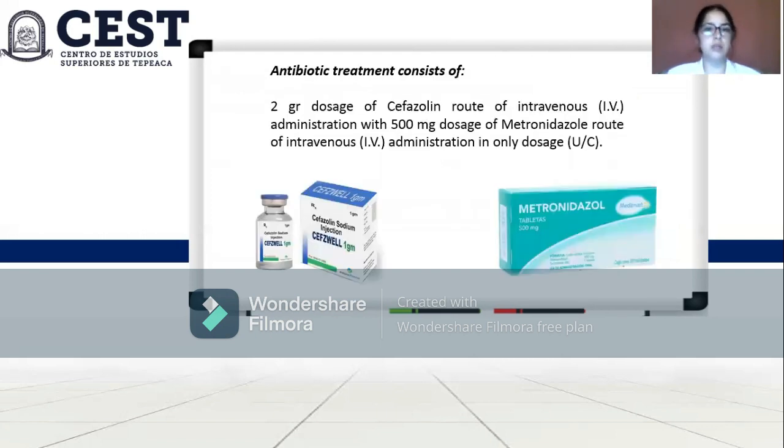Antibiotic treatment consists of a 2-gram dose of cefazolin by intravenous administration with a 500 mg dose of metronidazole by intravenous administration in a single dose.